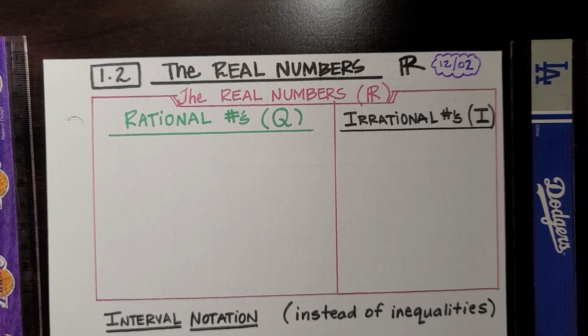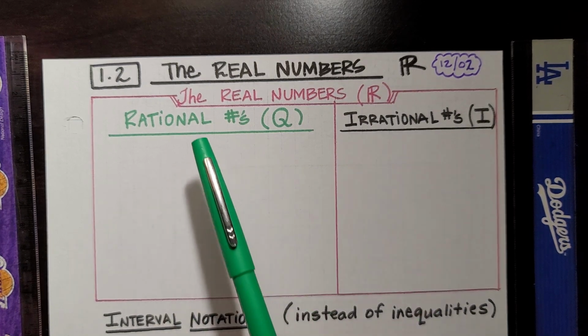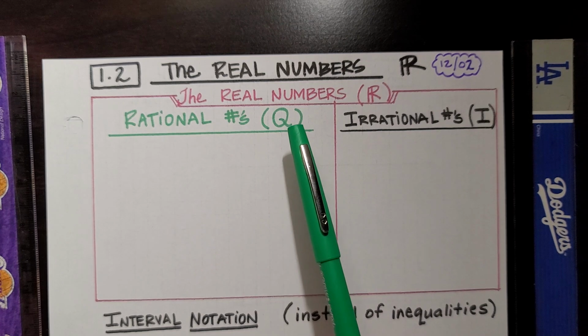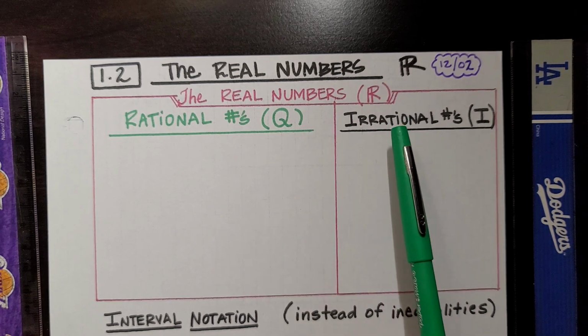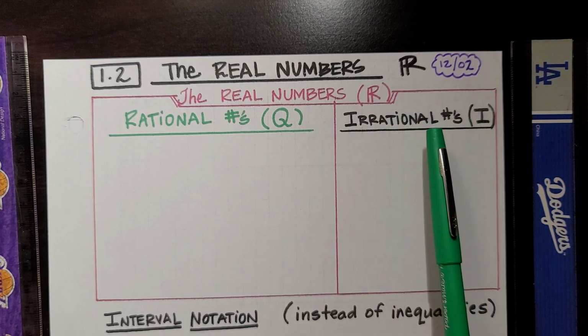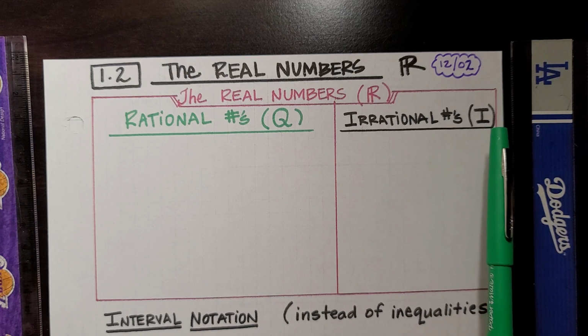Alright, so for this unit, this is going to apply for the entire trimester. We're not going to be dealing with imaginary numbers in this trimester, only the real numbers. The real numbers consist of two sets of numbers called rational numbers, designated by the letter Q, and irrational numbers designated by a capital letter I.